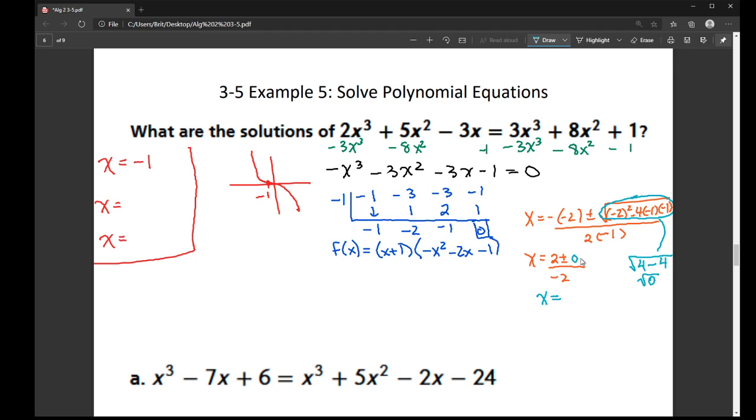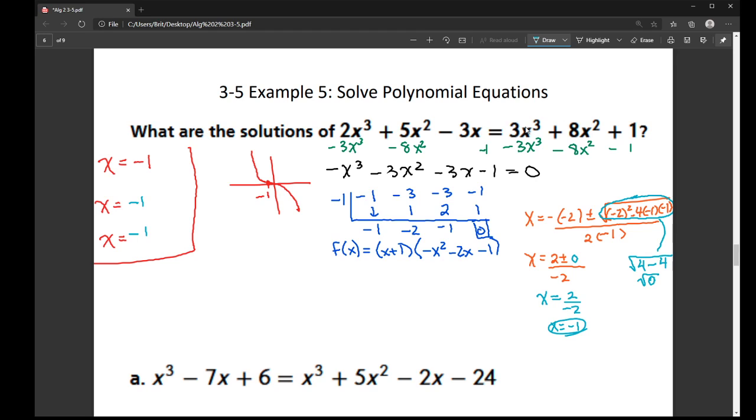It doesn't matter if I add 0 or subtract 0. That's still 2. So I get x equals negative 1. So these are both negative 1, because when I did the quadratic formula, that's the number that I got.